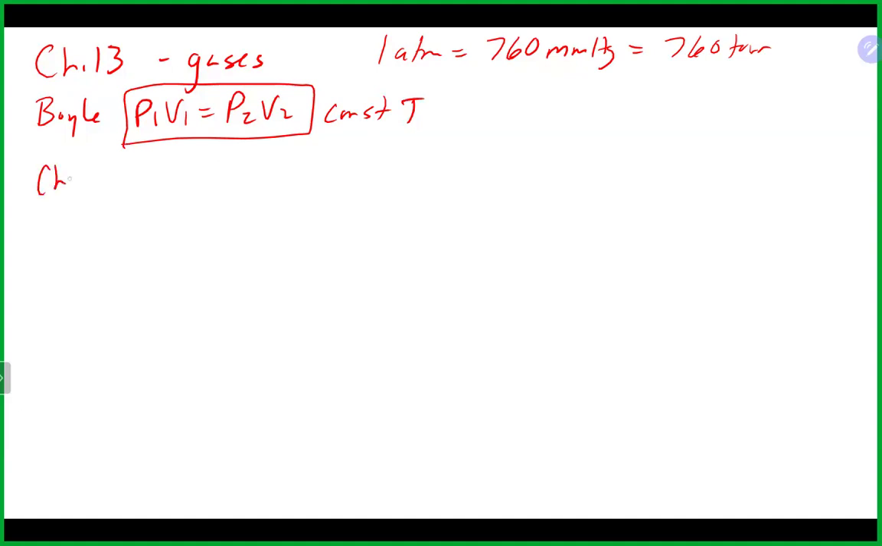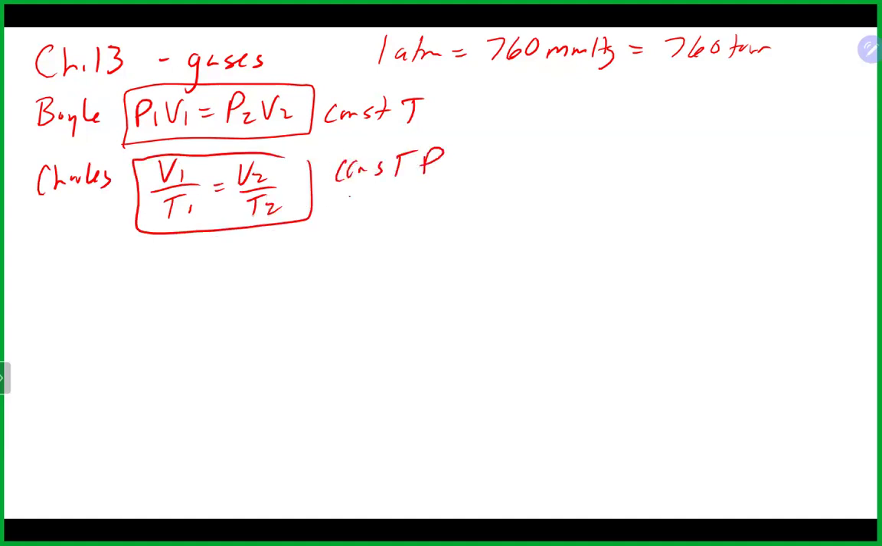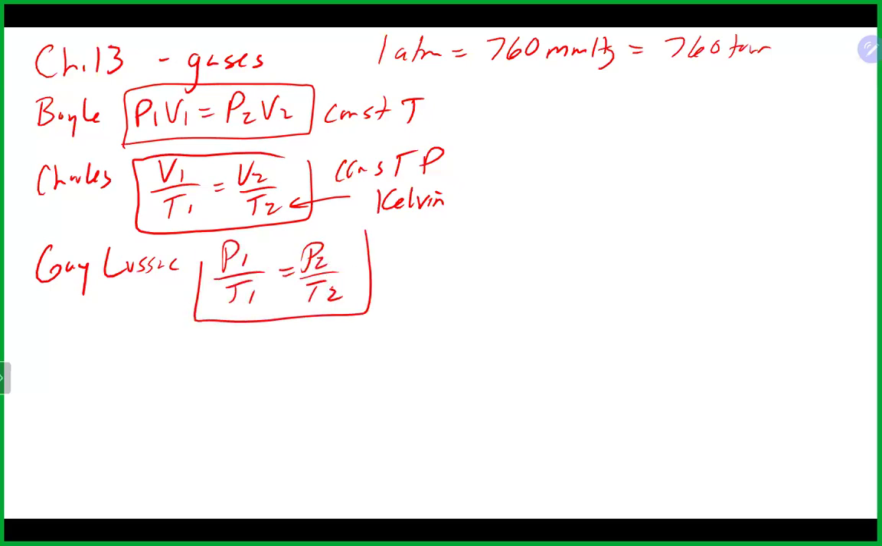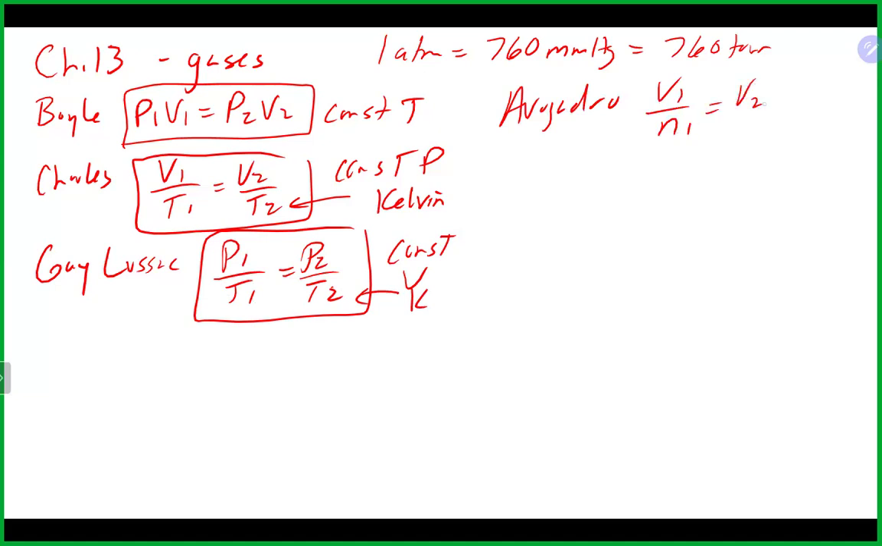temperature. We had Charles' law, which is V1 T1 equals V2 T2. This is at constant pressure. For all gas laws, Kelvin for the temperature always. We had Gay-Lussac's law, which is P1 T1 equals P2 T2. This is at constant volume. Again, Kelvin for the temperature. We had our friend Avogadro, V1 N1 equals V2 N2. This is at constant temperature and pressure.